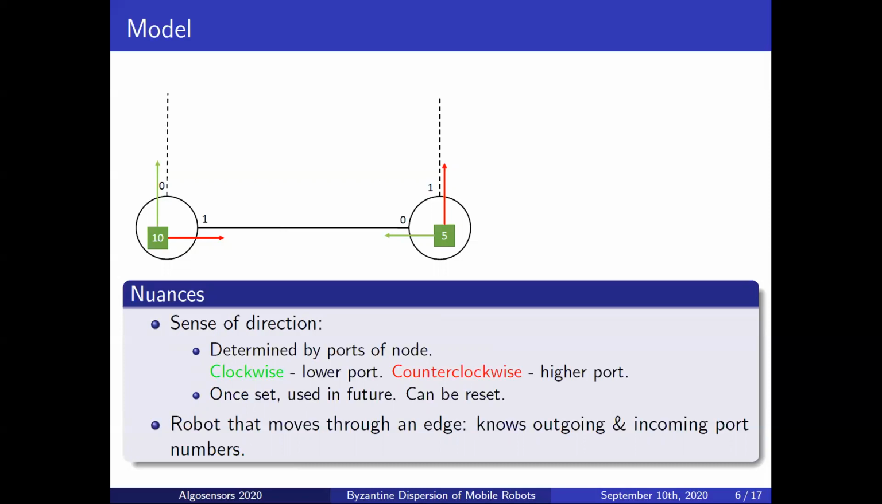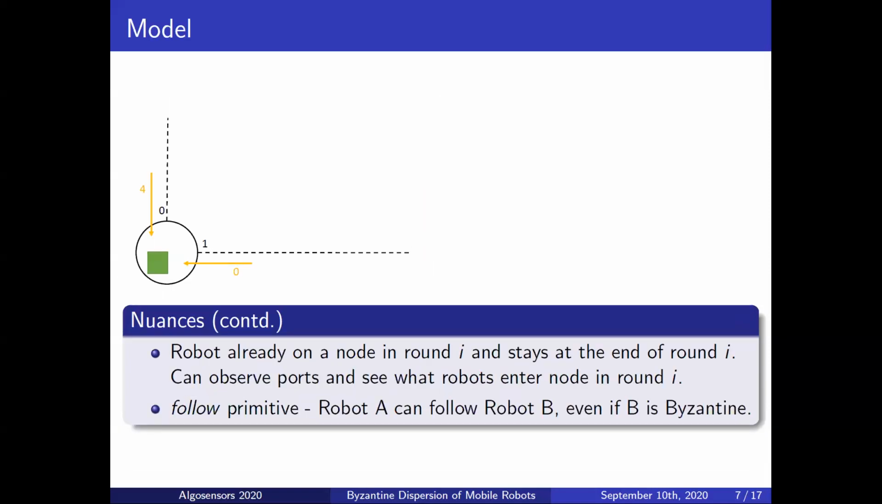and we make use of that in our algorithms. The second thing to notice is when a robot moves through an edge, it knows both the outgoing port of the node it leaves and the incoming port number of the node it enters. Furthermore, if a robot is present on a node in round I, and it stays on that node even at the end of round I, it does not move, then it can observe how many robots are entering through the ports of that node in round I. So suppose this green robot is there in round I, and it sits there. Then what it sees is 4 robots came in through port 0, and no robots came in through port 1.